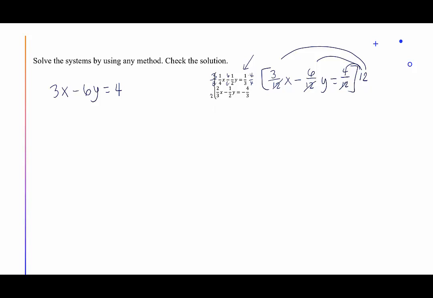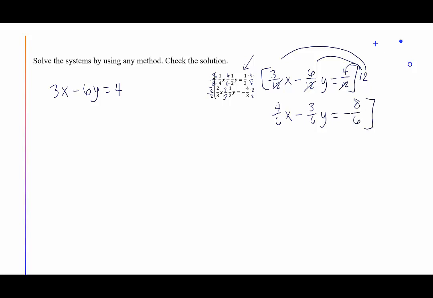So I need to multiply here by a 2. So 2 over 2. Here I need to multiply by 3 over 3. And then here I need a 2 over 2 again. That's going to give me 4 over 6x minus 3 over 6y is equal to negative 8 over 6.